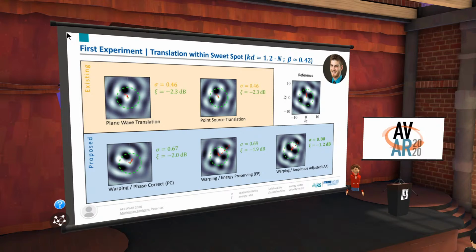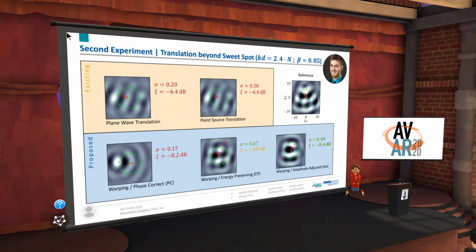But I think even more interesting is the case when we have translation or displacements out of the sweet spot. And this is what you see here in the second experiment. And you see that all phase-correct variants totally fail, both in spatial similarity and the energy ratio. They all score very bad. But the proposed methods, the warping with energy preservation, and especially the warping with amplitude adjustment, score very high. Especially the amplitude adjustment has very good results here in this example, even for the energy ratio.